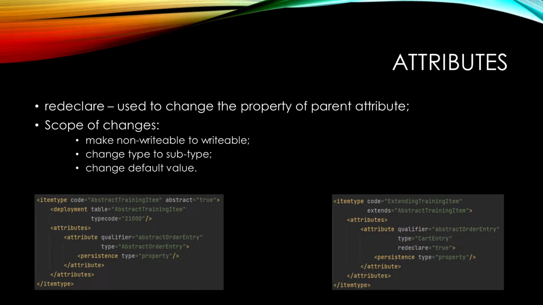Redeclare is used to modify inherited from the parent property. Scope for modifications is limited to make non-writable attribute as writable, change the attribute type to more concrete subtype, and change the default value.